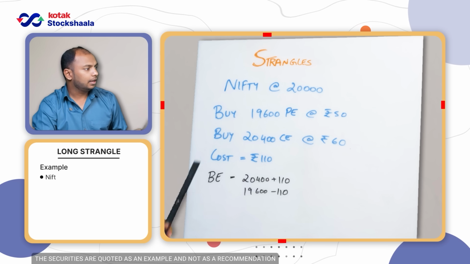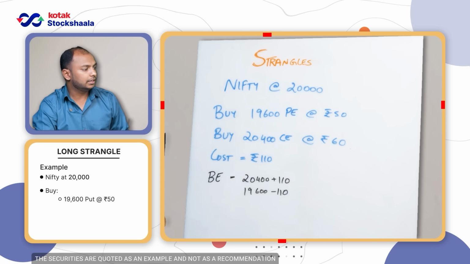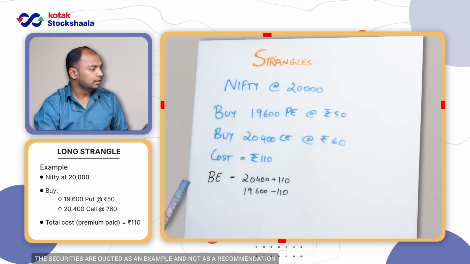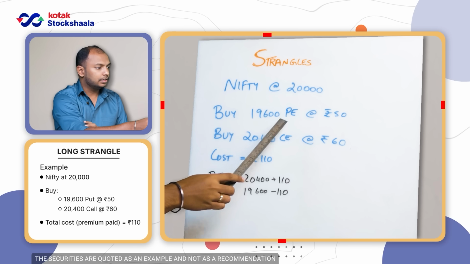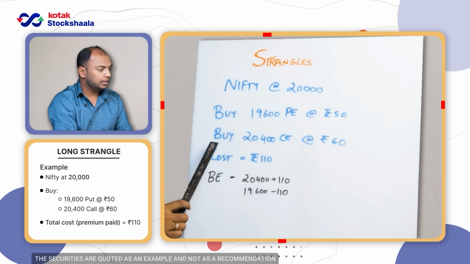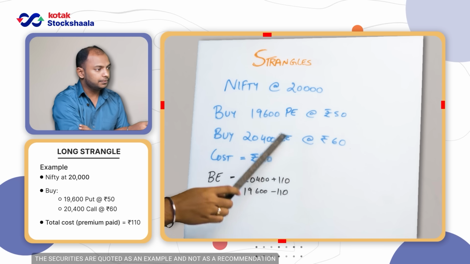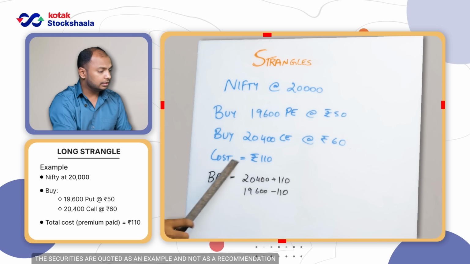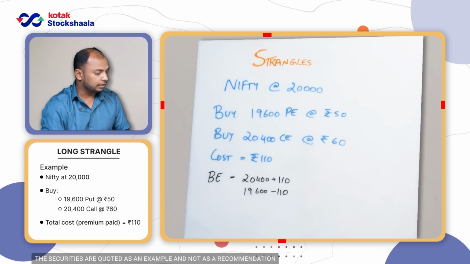So for this example, I'm considering Nifty to be at 20,000 and we are trying to go for a long strangle in this case. So we're buying a 19,600 put option, which is out of the money, at rupees 50, and we are also buying a 20,400 call option, which is again out of the money, at rupees 60. So the total cost to enter into the strategy is rupees 110.